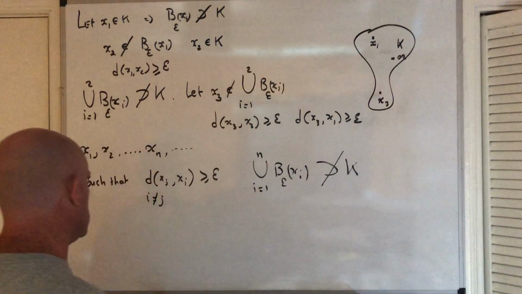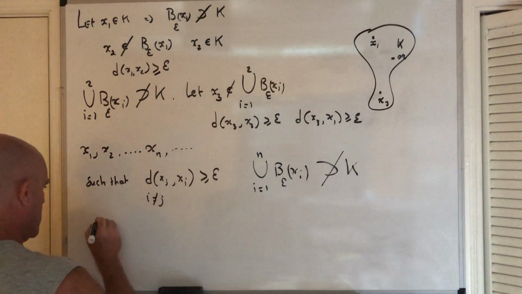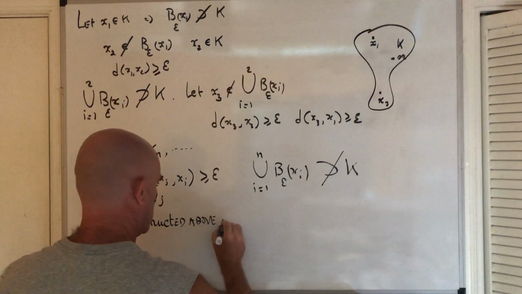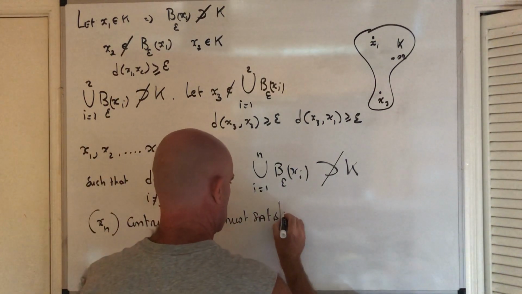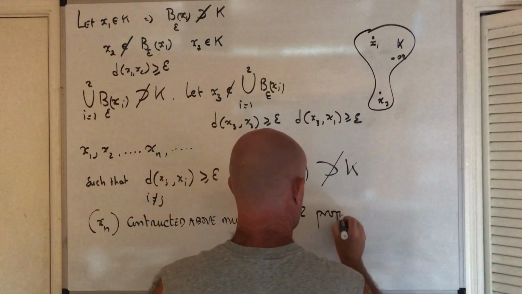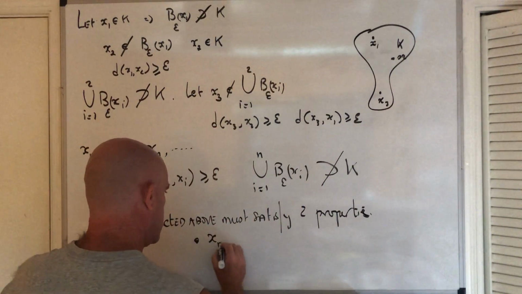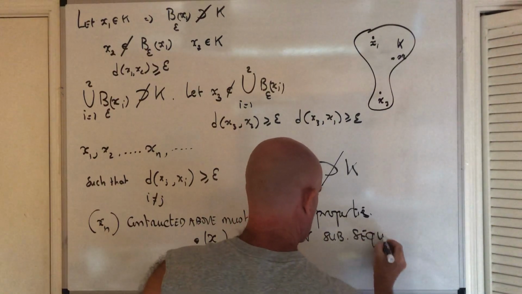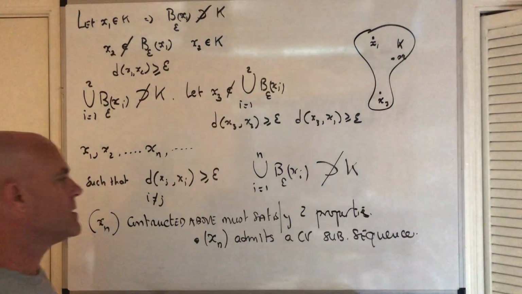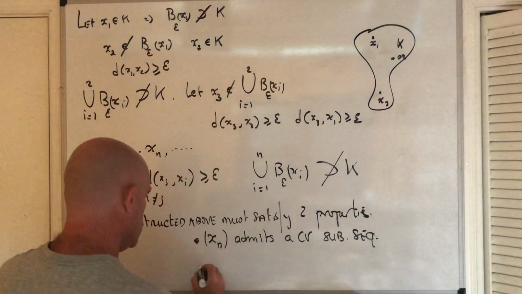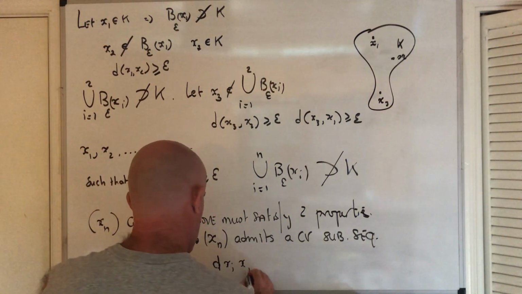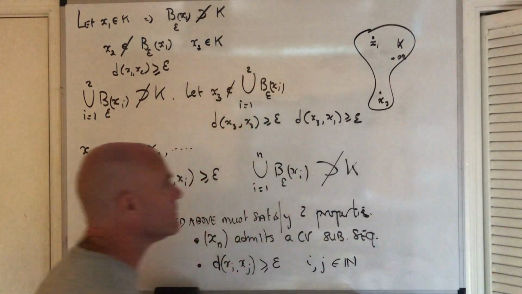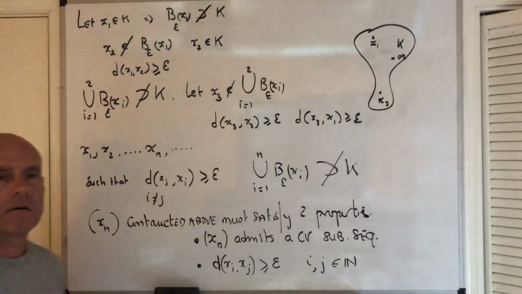And now I claim that we have a contradiction because I'm going to state two things. The sequence constructed above must satisfy two properties which will be contradictory. First, xn admits a convergent subsequence. Second, the distance between xi and xj is always bigger than epsilon for any pair of integers i, j belonging this time to N. Well, I claim that those two claims are contradictory.